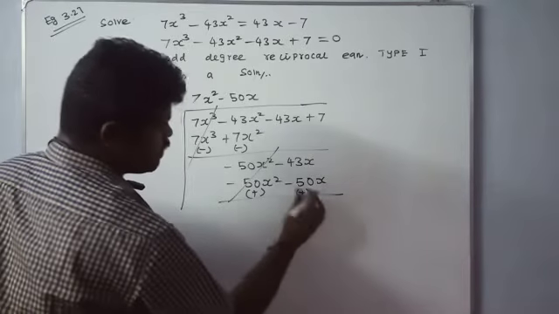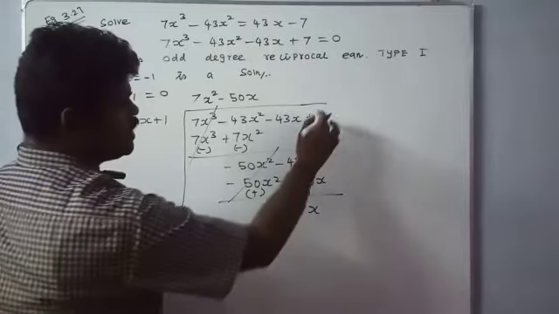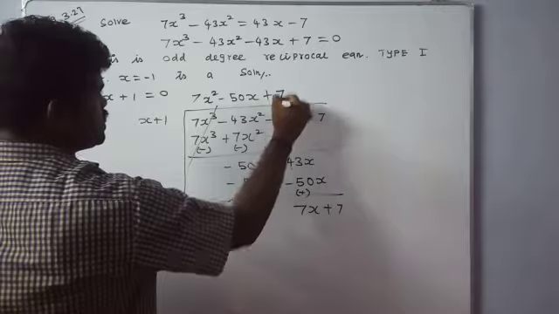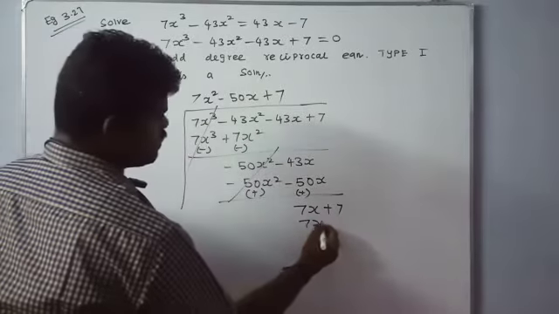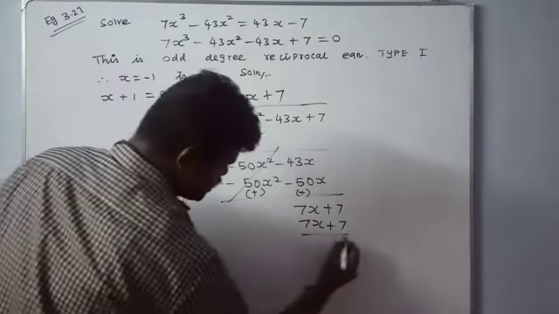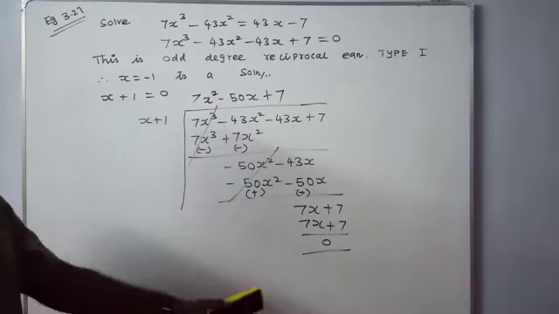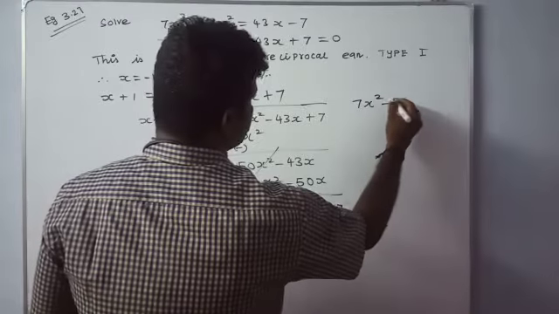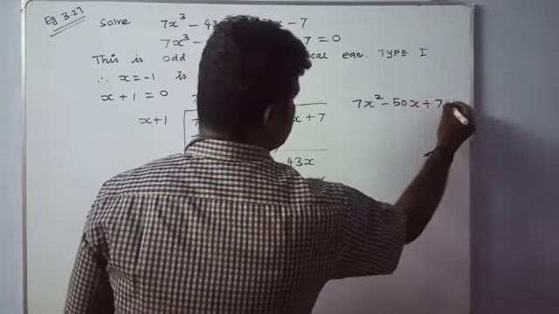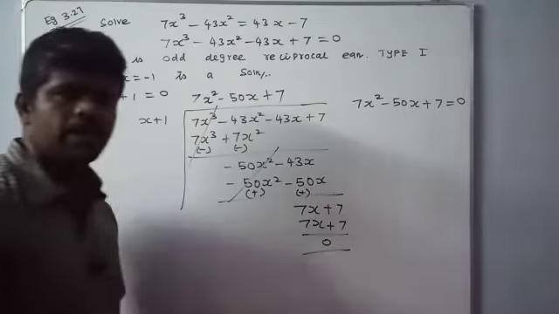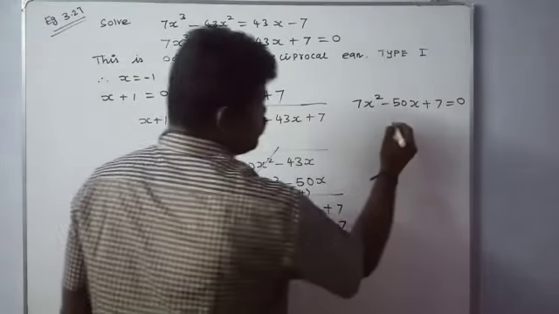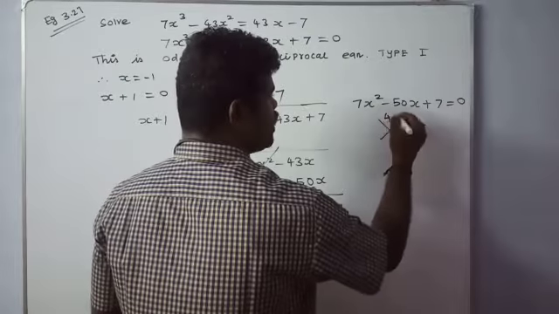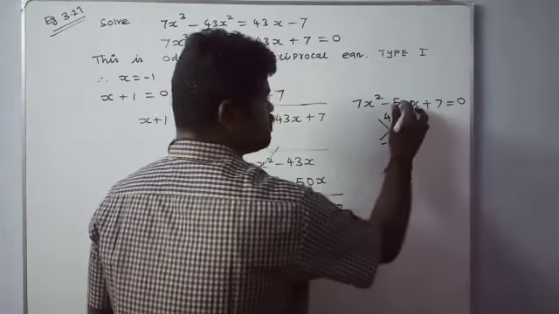What is the value? Here 7x plus 50 minus 43, 7x, and take plus 7 here. Here plus 7. 7 into x plus 1, 7x plus 7. So the answer must be 0 here. There is a factor 7x squared minus 50x plus 7 equal to 0, which is a quadratic equation. Now we want to find the factor. Multiply 7 into 7, 49, and the sum of the roots is minus 50.